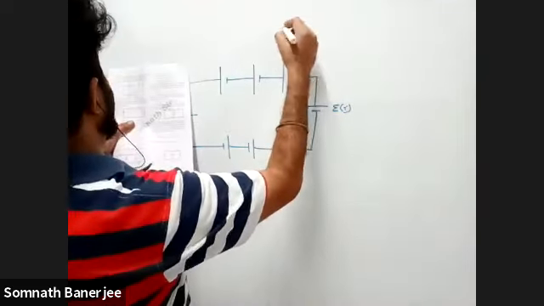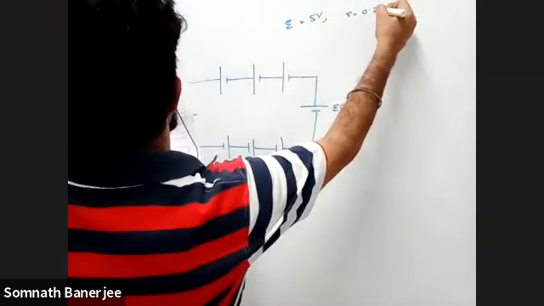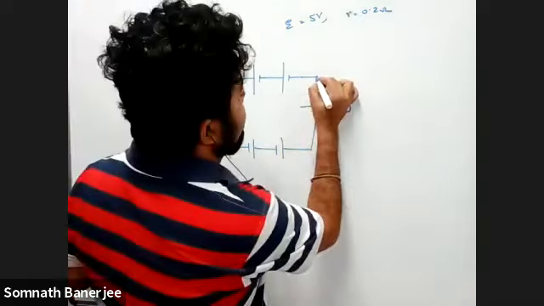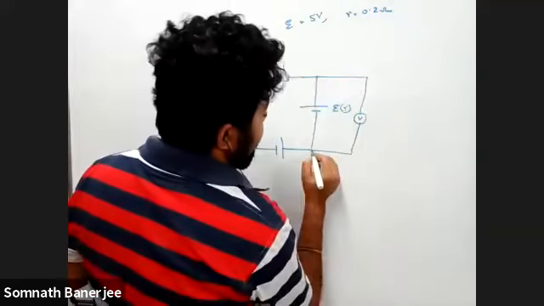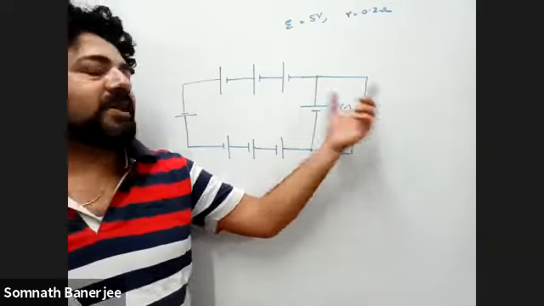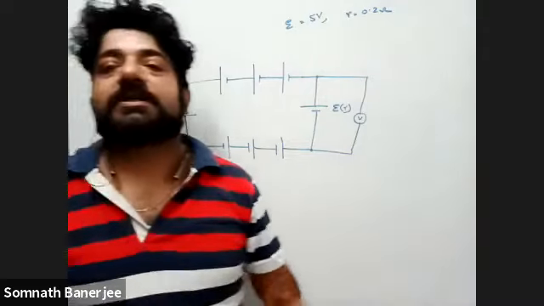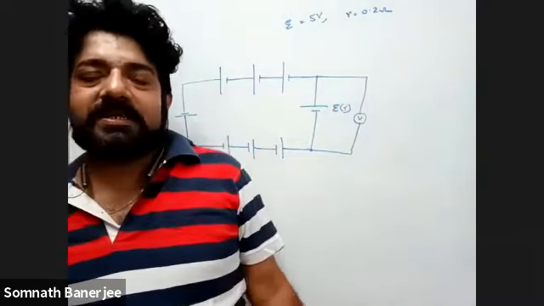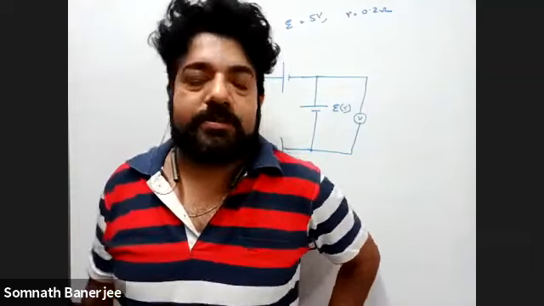Each cell is how much? 5 volt. And each resistance is how much? 0.2 ohm. Find the reading of the voltmeter. So now you put a voltmeter here. We suppose this voltmeter is an ideal voltmeter, otherwise due to its resistance, it will matter here. I don't want to discuss what you mean by voltmeter and ammeter now. These are all in your syllabus, but we can discuss them in this chapter after completing Wheatstone bridge and potentiometer, not before that.